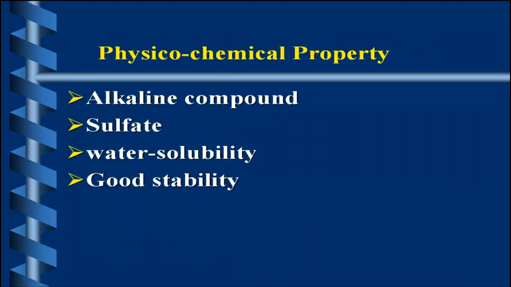And we discuss the physical and chemical properties of the aminoglycosides. They are all alkaline compounds. So this characteristic means the aminoglycosides cannot be administered orally, right? Second, sulfate. They are all complexes with some sulfate compound. The third, water solubility. The fourth, good stability. It's very stable.